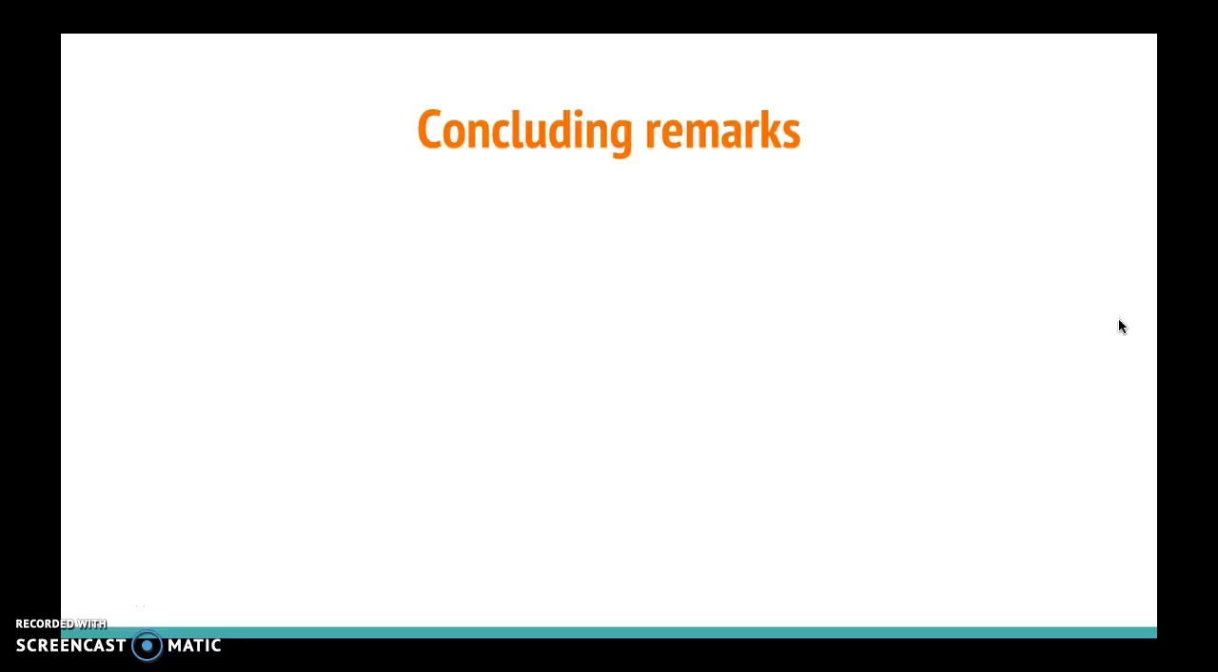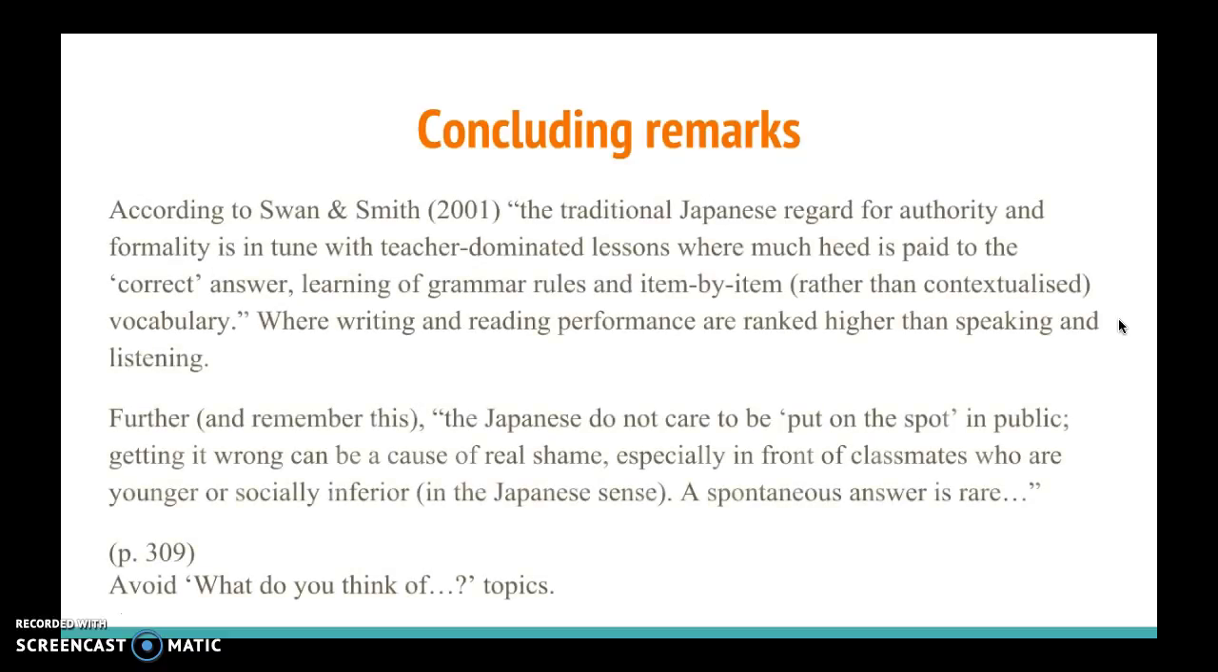Concluding remarks. This denotes a little bit about the culture and things that might be interesting in case you ever encounter a Japanese-speaking student that wants to learn English. I'll quote from Swan and Smith. The traditional Japanese regard for authority and formality is in tune with teacher-dominated lessons, where much heed is paid to the correct answer, learning of grammar rules item by item, rather than contextualized vocabulary.